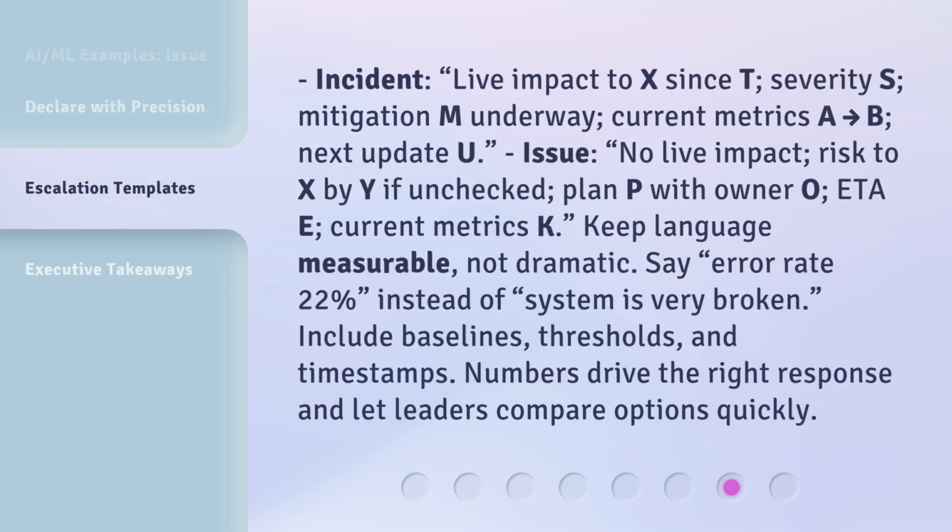Issue. No live impact. Risk to X by Y if unchecked. Plan P with owner O. ETA E. Current metrics K. Keep language measurable, not dramatic.